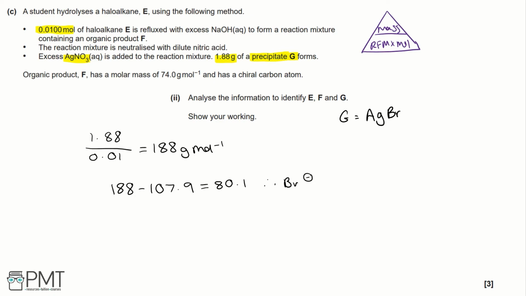AgBr. So in this question we are reacting a haloalkane with NaOH. This is another nucleophilic substitution reaction. In a nucleophilic substitution reaction you have a haloalkane and you turn it into an alcohol. So this means that organic product F is going to be an alcohol, and it's going to replace the halogen that's in E. If we look at the molar mass of F, this is going to be a 4-carbon backbone.